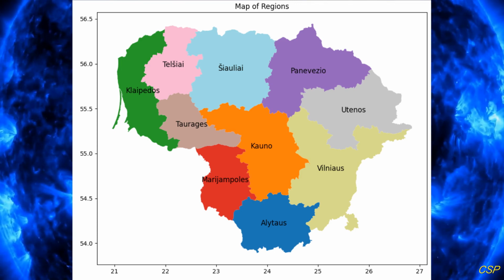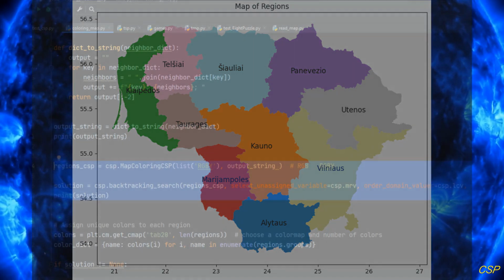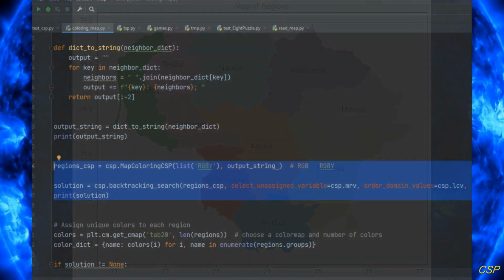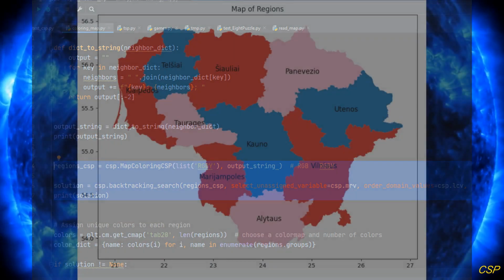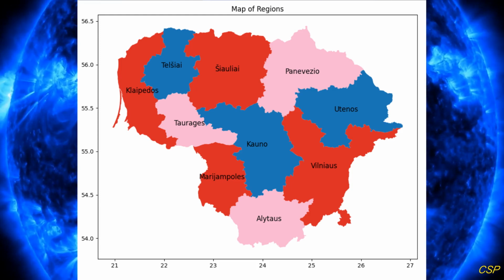CSP algorithms are fascinating tools that can solve complex problems quickly and efficiently, and the map coloring problem is just one example of their power.